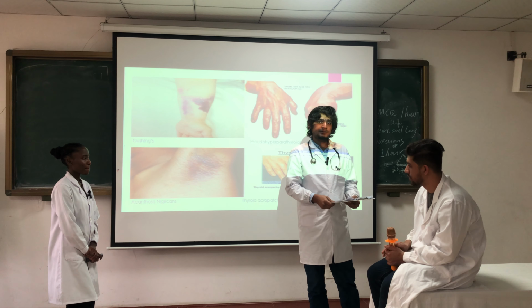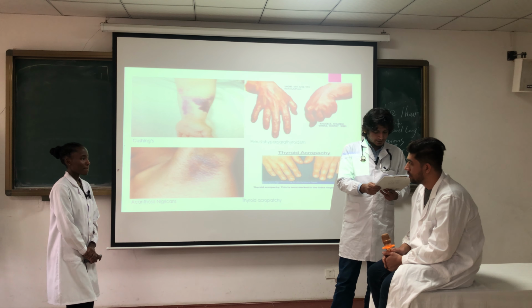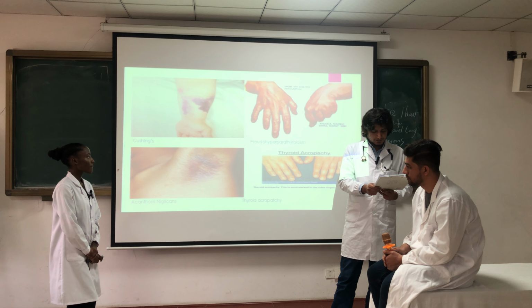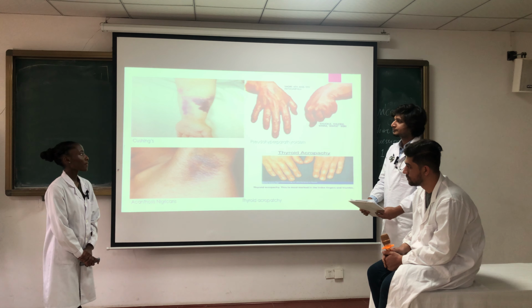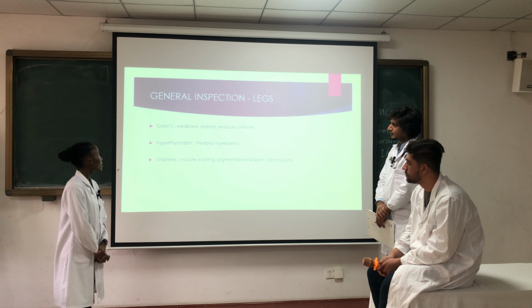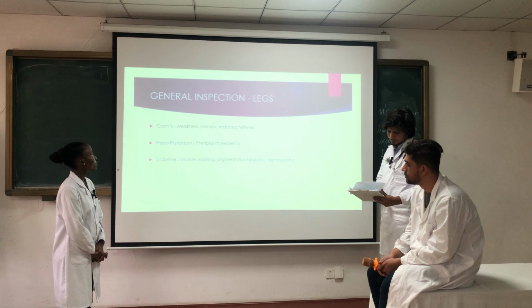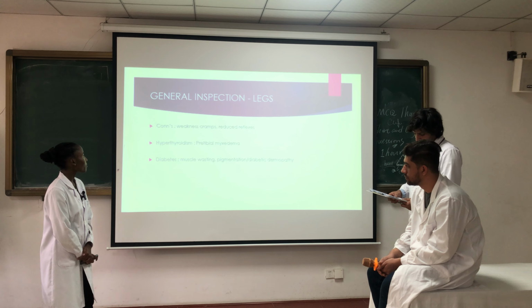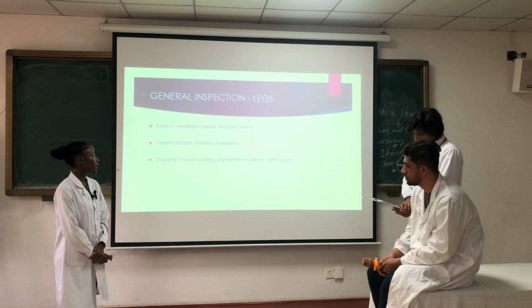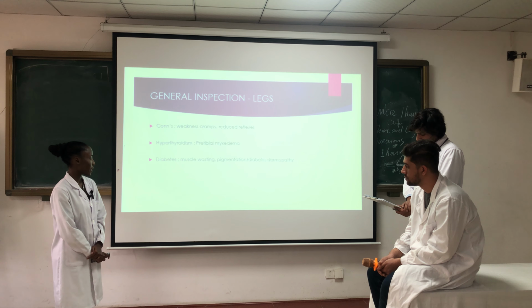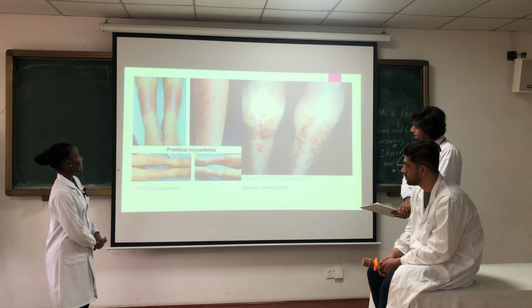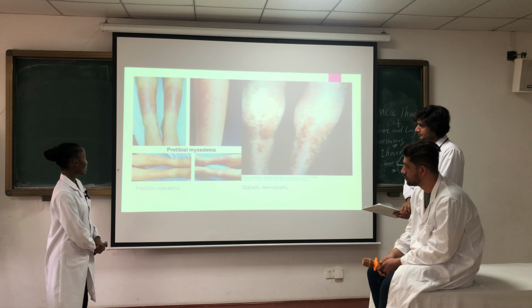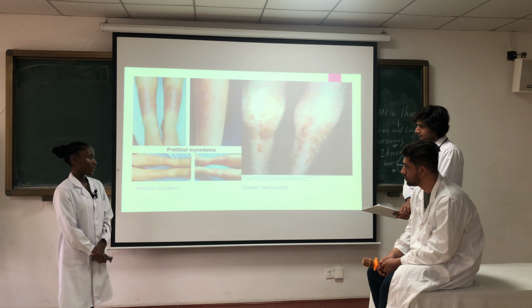Okay. I have checked the pulse because of tachycardia, atrial fibrillation and thyrotoxicosis. General inspection of the legs: weakness, cramps, reduced reflexes, hyperthyroidism, pretibial myxedema, diabetes, muscle wasting, pigmentation, and diabetic dermopathy are the presentations. These are examples of the presentations in those different conditions. Well, we have pretibial myxedema and diabetic dermopathy.